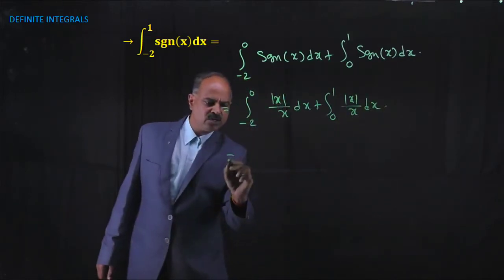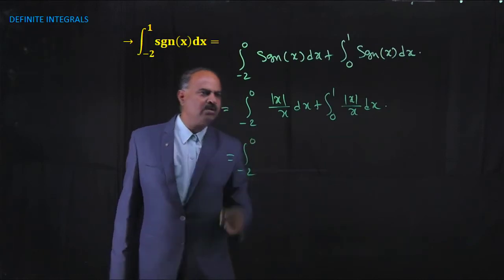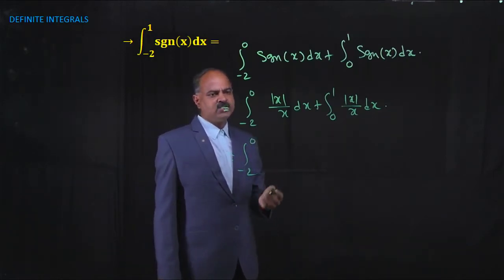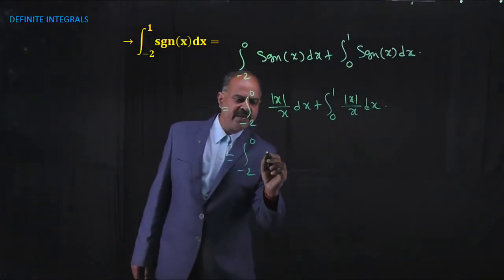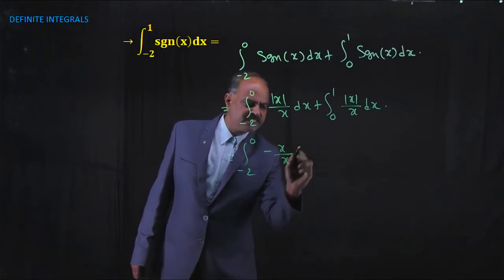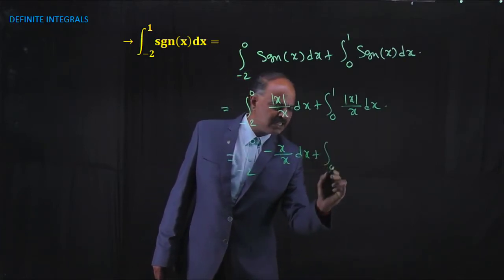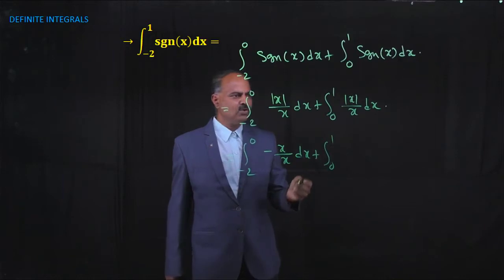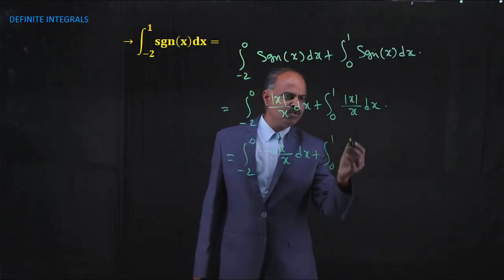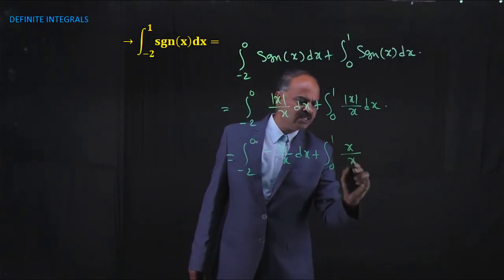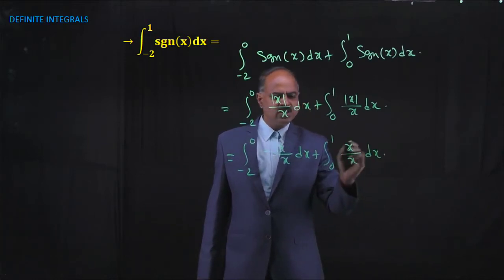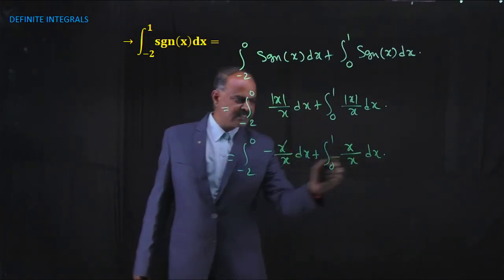Now this is equal to the integral from -2 to 0. Here in the interval -2 to 0, |x| equals -x. So -x/x dx plus the integral from 0 to 1. In the interval 0 to 1, |x| is positive, so remove the modulus with a positive sign. So here x/x dx. So here the x and x get cancelled.